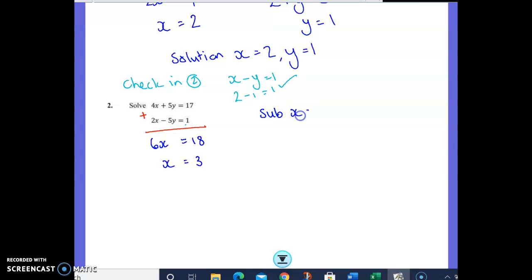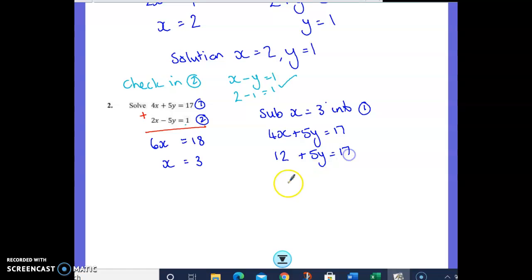Sub that back in. Helps if I need my equations, wouldn't it? I'm going to sub it into 1. 4x plus 5y equals 17. 4x means 4 times x. x is 3. 4 3s are 12. So 12 plus 5y is 17. So 5y is 5. So y must be 1.